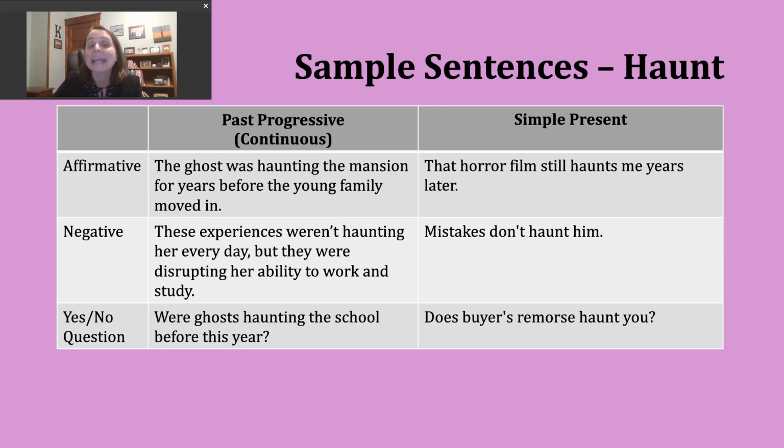Now, if you want to make a negative past progressive sentence, again, pay attention to your subject. You want to use the proper form of be that matches that subject. Then use not, and then the ing ending of the verb. Now, you might encounter the contraction form. So, was not can become wasn't, were not will become weren't. And you can see that in my example sentence here.